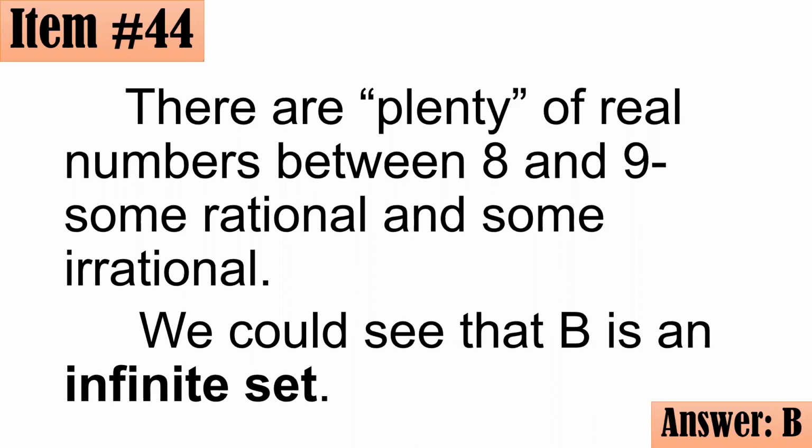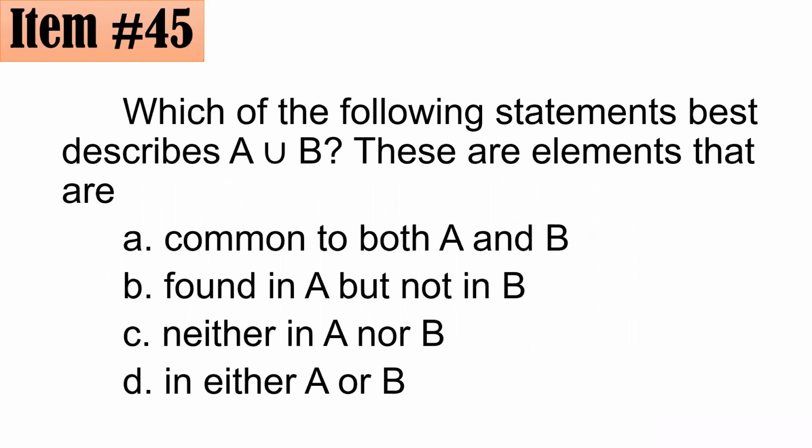B. 45. Which of the following statements best describes A union B? A, these are elements that are common to both A and B, B, found in A but not in B, C, neither in A nor in B, or letter D, in either of A or B.